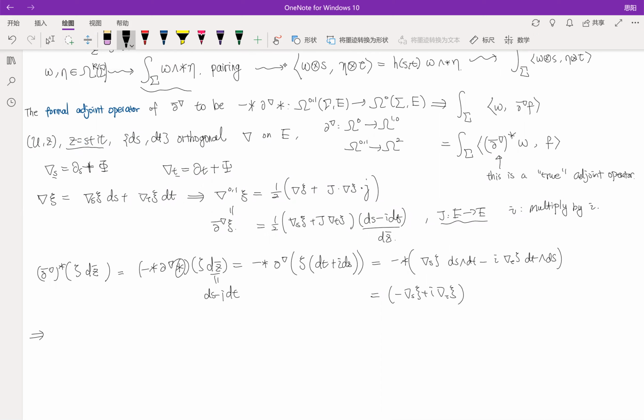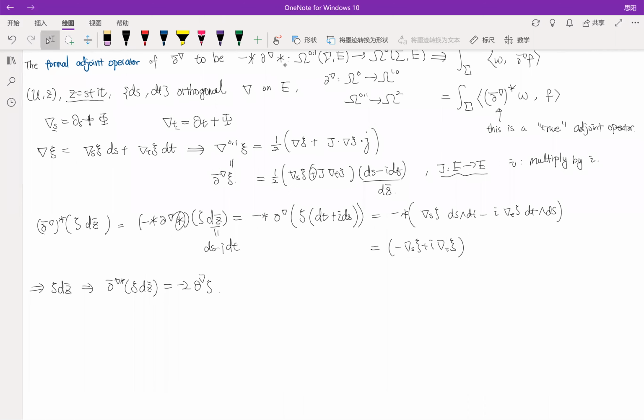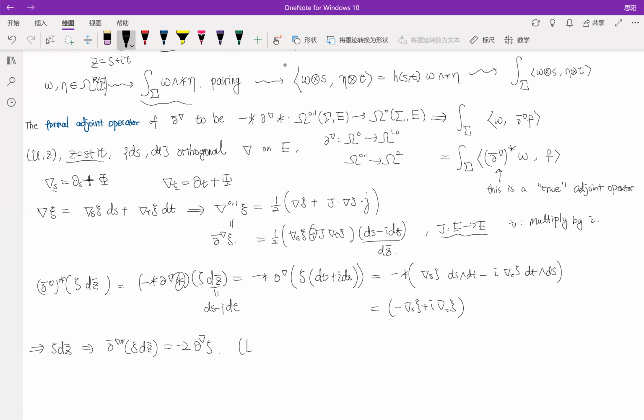So for any theta, a differential 0,1 form, we have minus 2 of d theta, or we say it is a conjugate of this operator, because we need to change the minus sign to a plus, change the plus sign to a minus sign, and then obtain the same result. So this is a local computation.